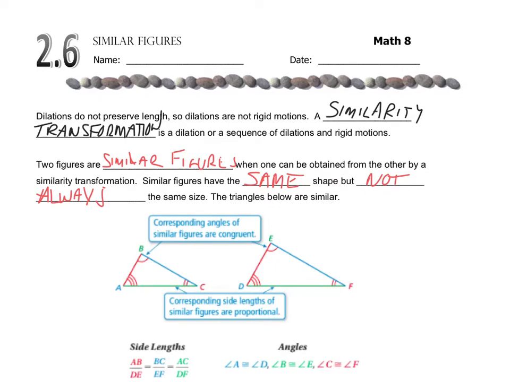Now the difference here is when I look at the corresponding side lengths. So we still have side AB matches DE, but notice that they are definitely not the same length. What we know about similar figures is these side lengths are proportional, meaning they are kind of growing or shrinking by the same factor. So we'll talk about how to solve one of those as we go forward.